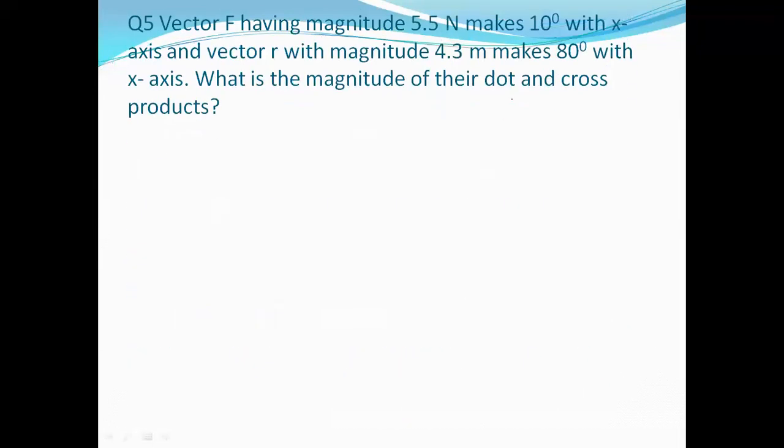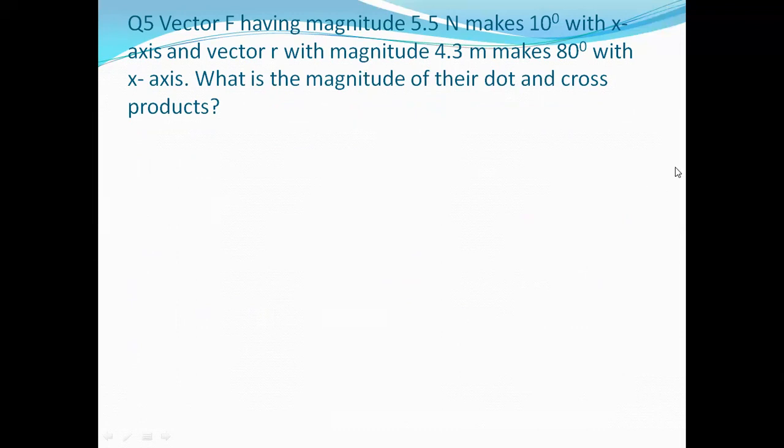The vector having magnitude of 5.5 Newton makes an angle of 10 degrees with x-axis, and a vector r with a magnitude of 4.3 makes an angle of 80 degrees with the x-axis. What is the magnitude of their dot product and cross product?